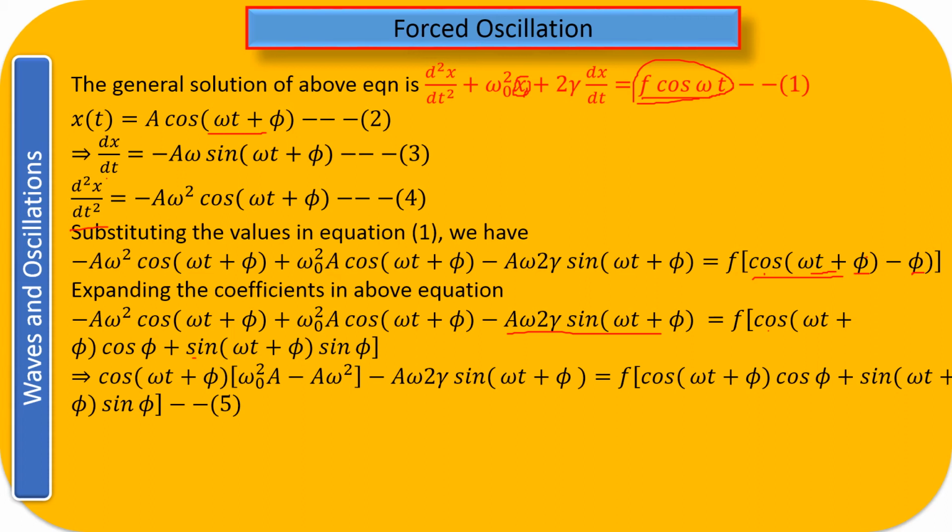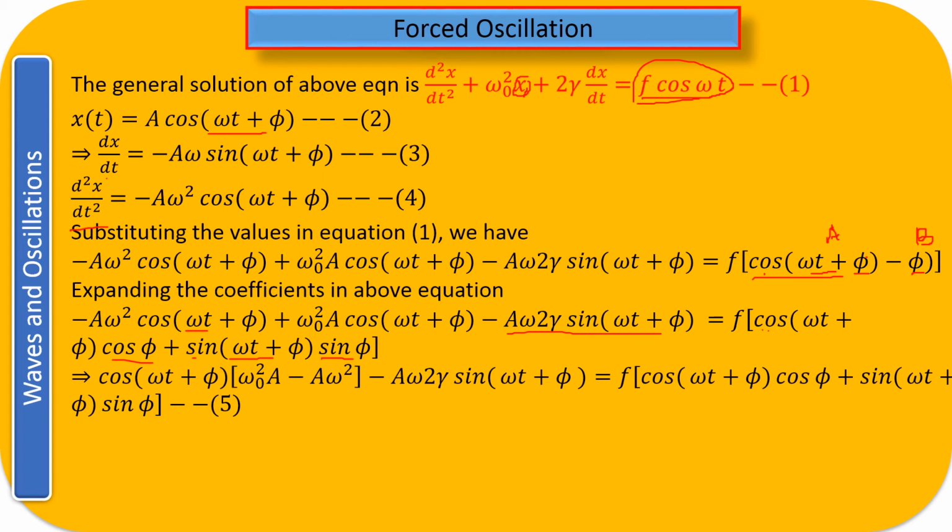Just I have applied this. Now this I am calling a, and this I am calling b. So this is cos a minus b, that is cos a into cos b plus sin a into sin b. So cos a is cos omega t plus phi. Here we have taken cos omega t plus phi into cos b, that is cos phi, and again sin omega t plus phi into sin phi. Just I have applied the formula.